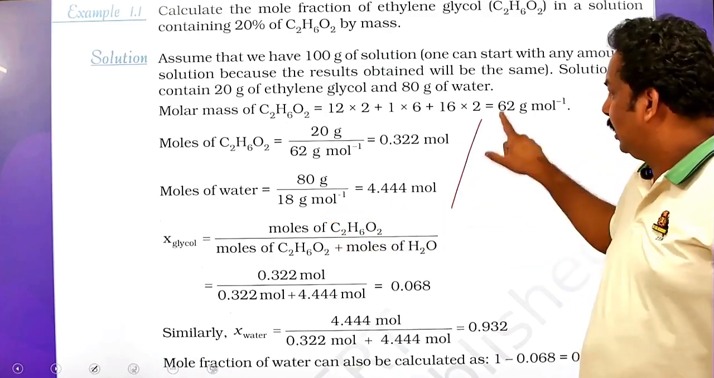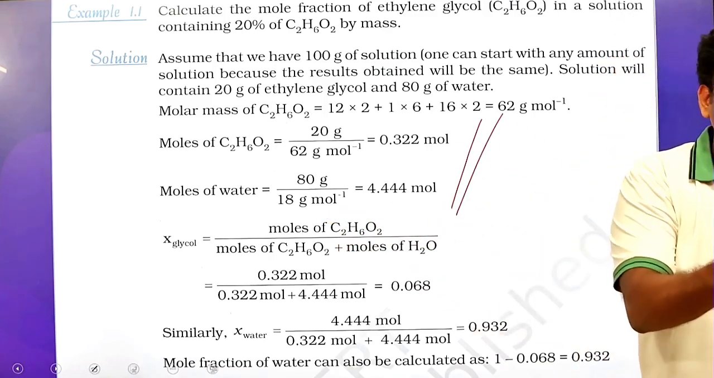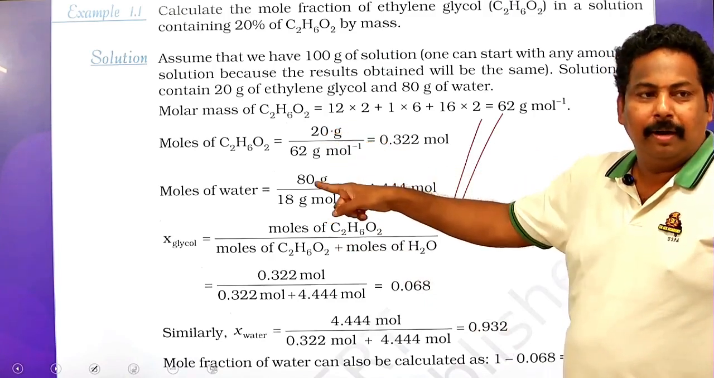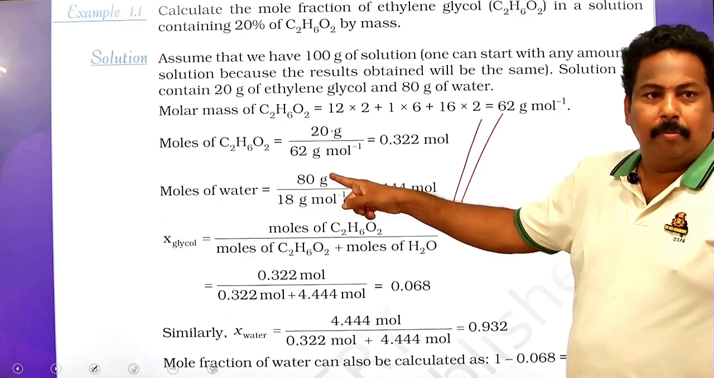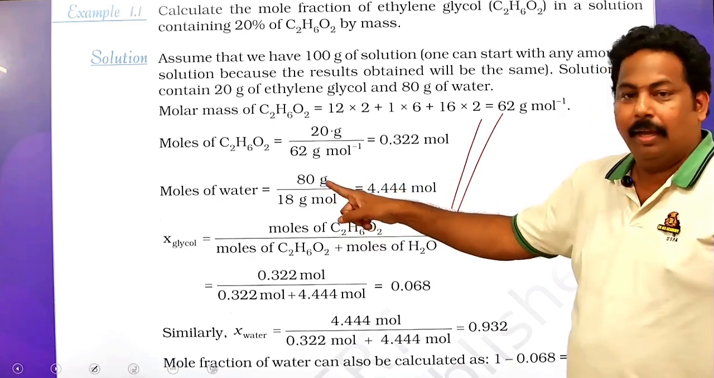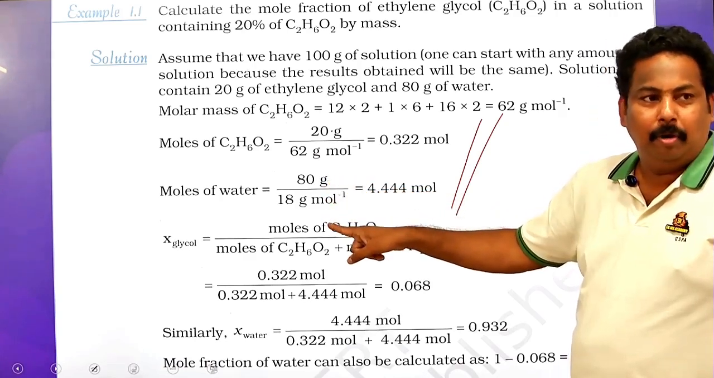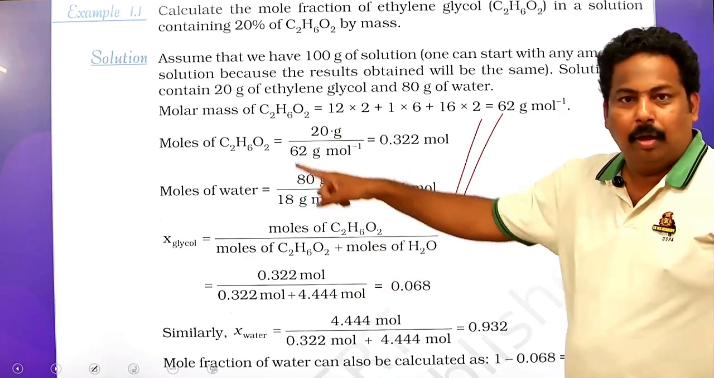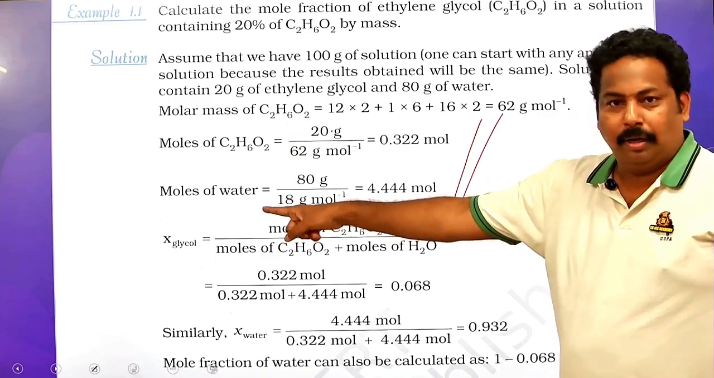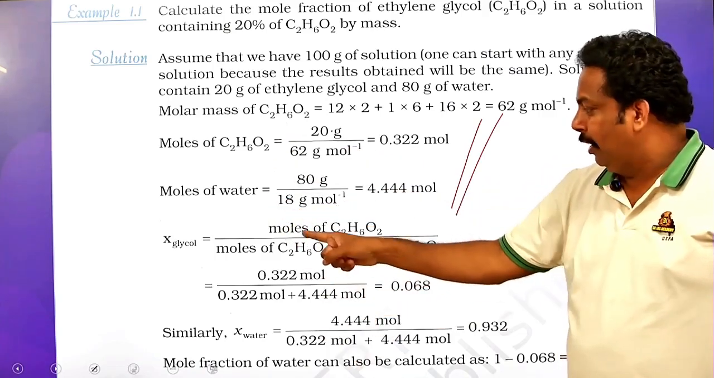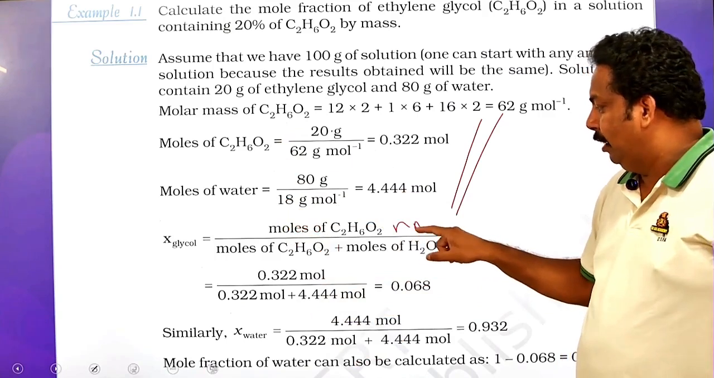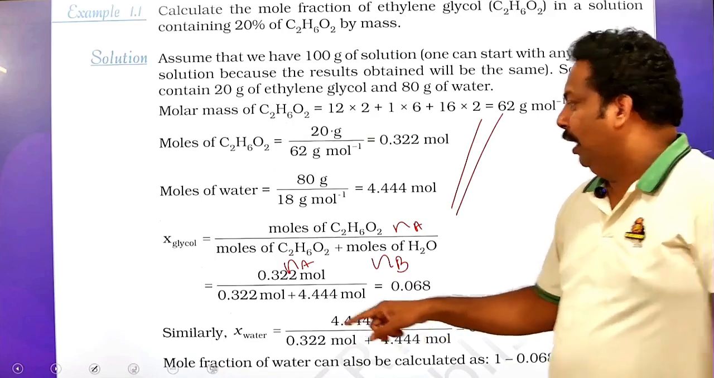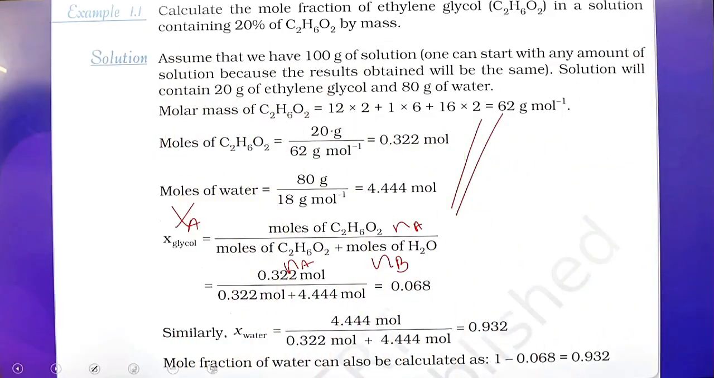This is a useless exercise, you know that. I don't want to do that. This is nothing but the mass of the solute divided by the molar weight. And remember, this is the mass of the solvent divided by the molar weight. Here I found the moles of ethylene glycol and water solvent, and finally I came here. This is going to be Na, this is going to be Nb, this is going to be Xa. Understood?